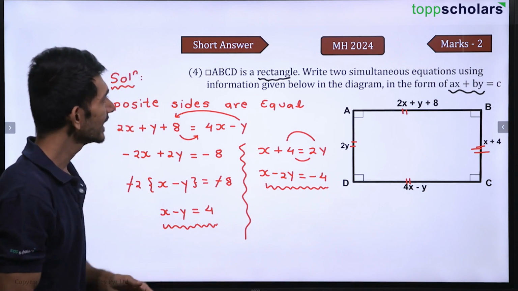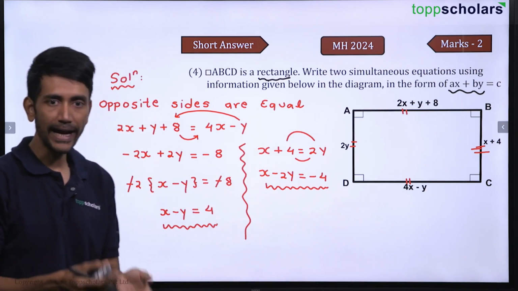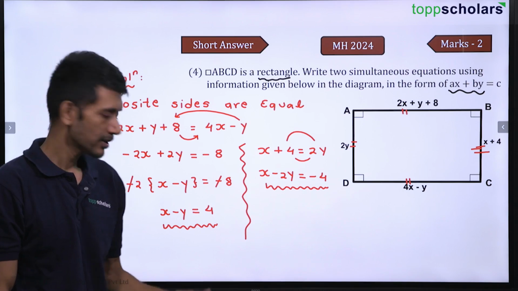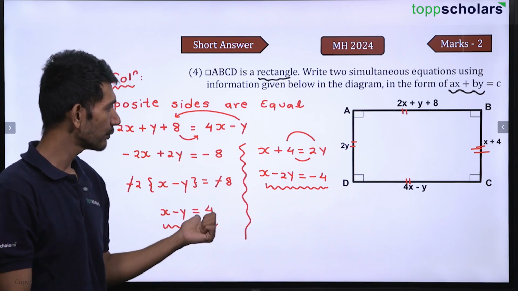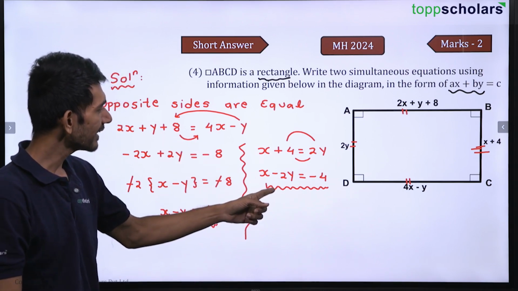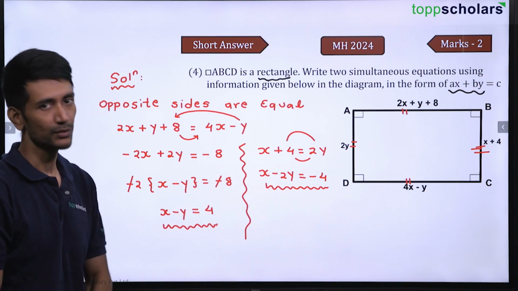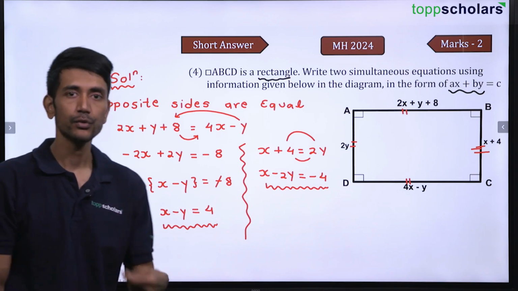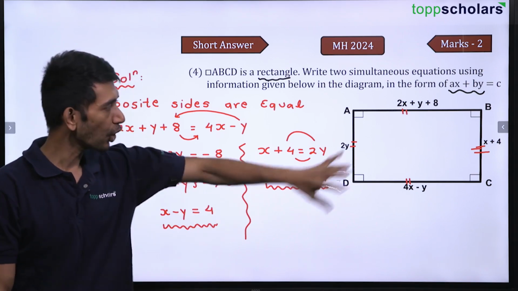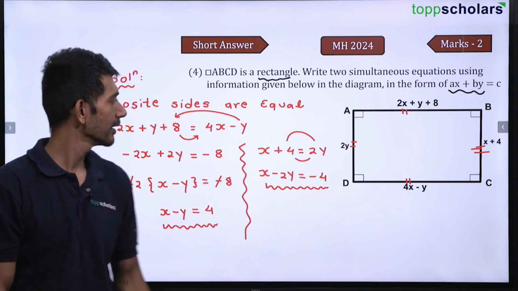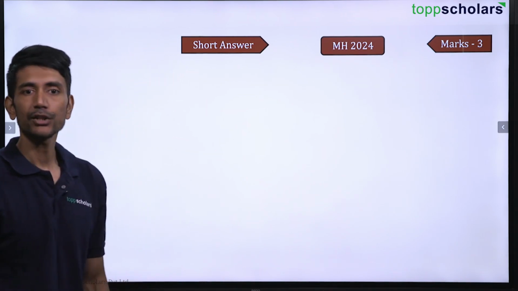So the question was, write two simultaneous equations, and we have written two simultaneous equations. The first equation is x minus y is equal to 4, and the second equation is x minus 2y is equal to minus 4. I hope you have understood this question. Very easy. And what are we using? We are using geometry here, which is nothing but the opposite sides of the rectangle are equal. So let's have a look at a new question now.